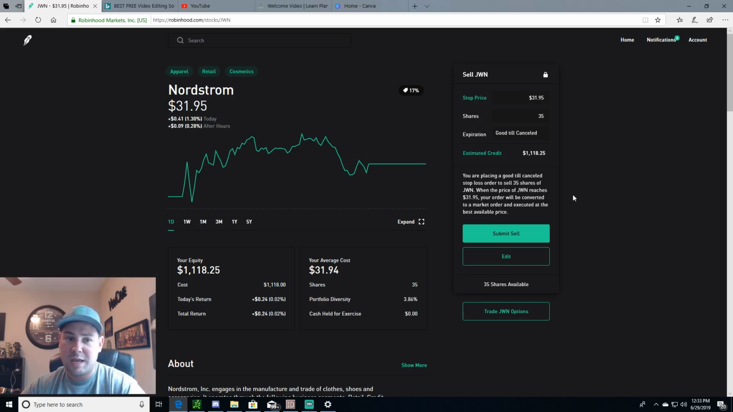So as soon as it hits 31.95, that share price, it will automatically sell. If it starts going lower and lower, I'll be fine. I won't lose any money because my stop loss will be in effect, and it'll sell my shares and I'll have made my little profit back.